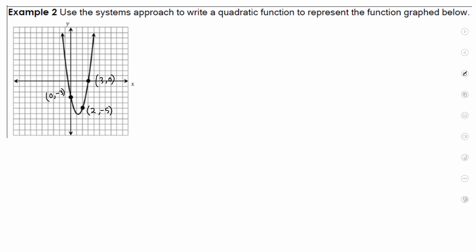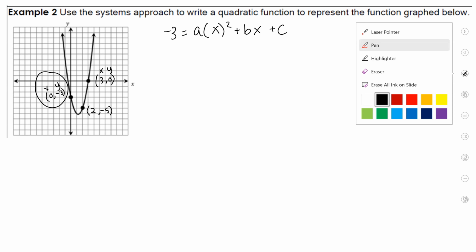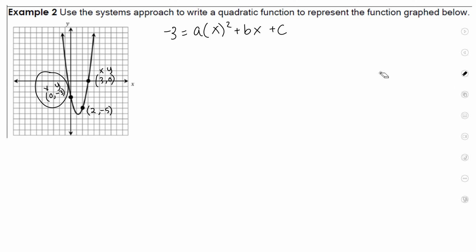Equations. Now we're going to write our equations. Remember, guys, this is x, this is y. So my y is -3. I'm looking at this one right here: ax squared plus bx plus c. So guys, instead of these x's, I'm going to plug in 0. Ooh, that makes stuff easy.